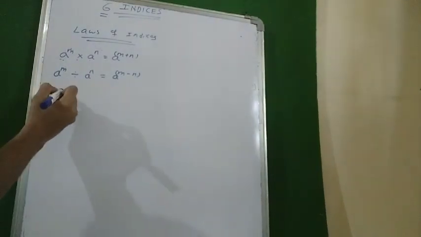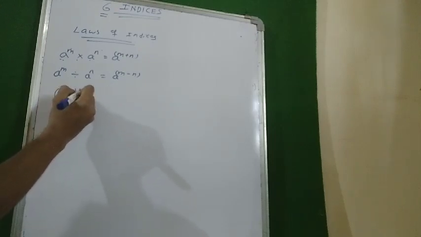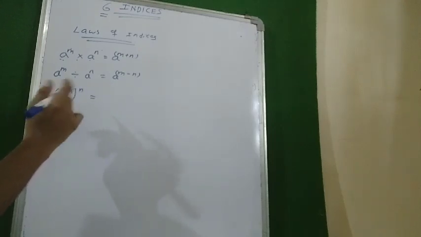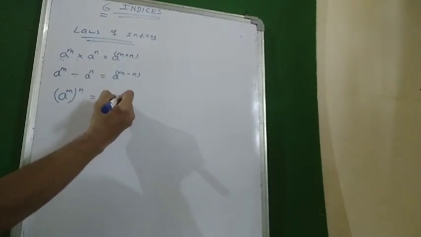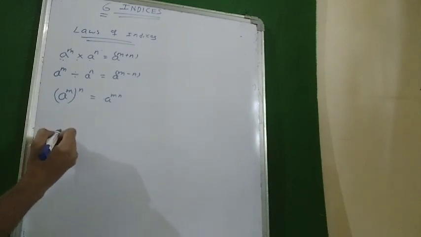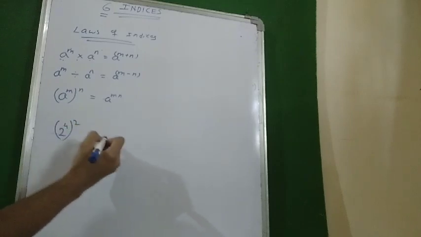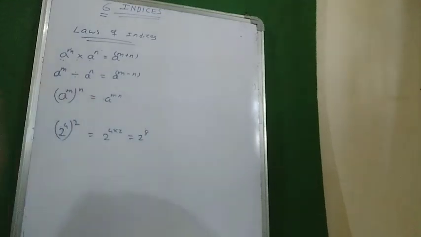Now, a raised to m whole raised to n. We have a bracket over here, so it is a raised to mn. This gets multiplied. We will see one example. Suppose we have 2 raised to 4 whole raised to 2, so it can be written as 2 raised to 4 times 2, that is 2 raised to 8.